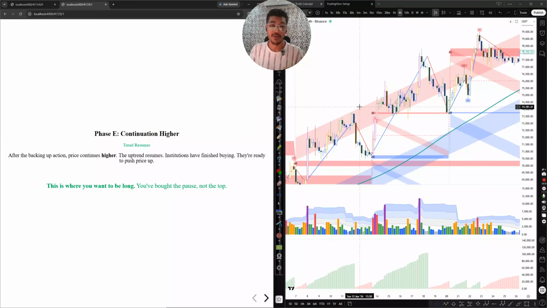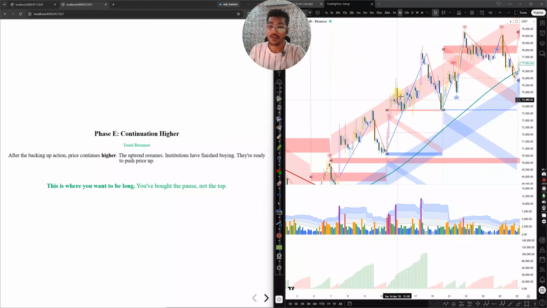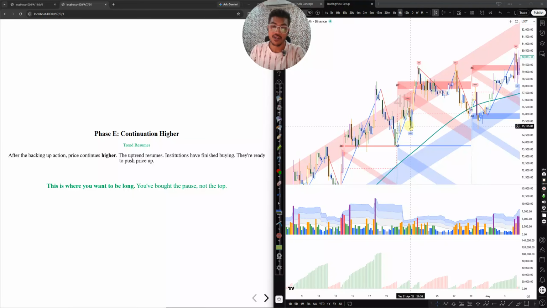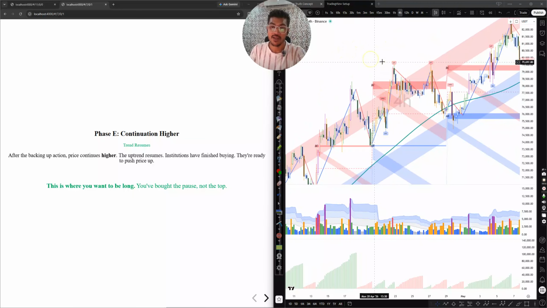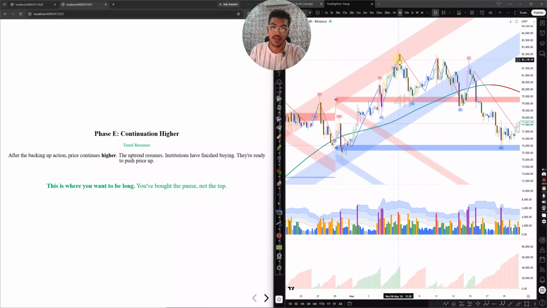All right, the continuation pattern, reaccumulation. This is where you want to be long, because you bought the pause, not the top. You bought it when the market paused a little bit, then you went up. You again bought it on LPS, and then you made the money like that. You again bought it on backing up action, then you made the money.